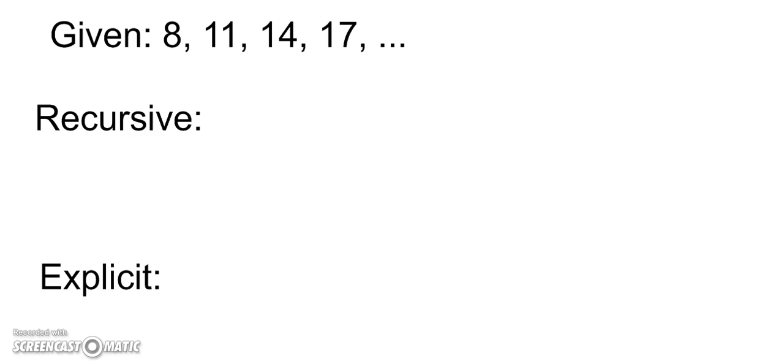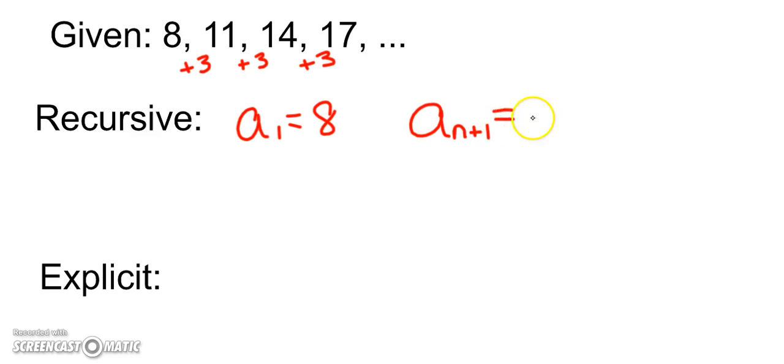Alright, so now, given 8, 11, 14, 17, we're going to try to work to see if we can write a rule for this sequence. Well, recursively in this case is actually going to be a little bit easier. If you try to figure out what the pattern is between 8, 11, 14, and 17, hopefully you can see that you are adding 3 each time. So recursively, I know that a sub 1 is equal to 8, right? You have to be given that starting condition. And then a sub n plus 1 is going to be equal to whatever that term was plus 3.